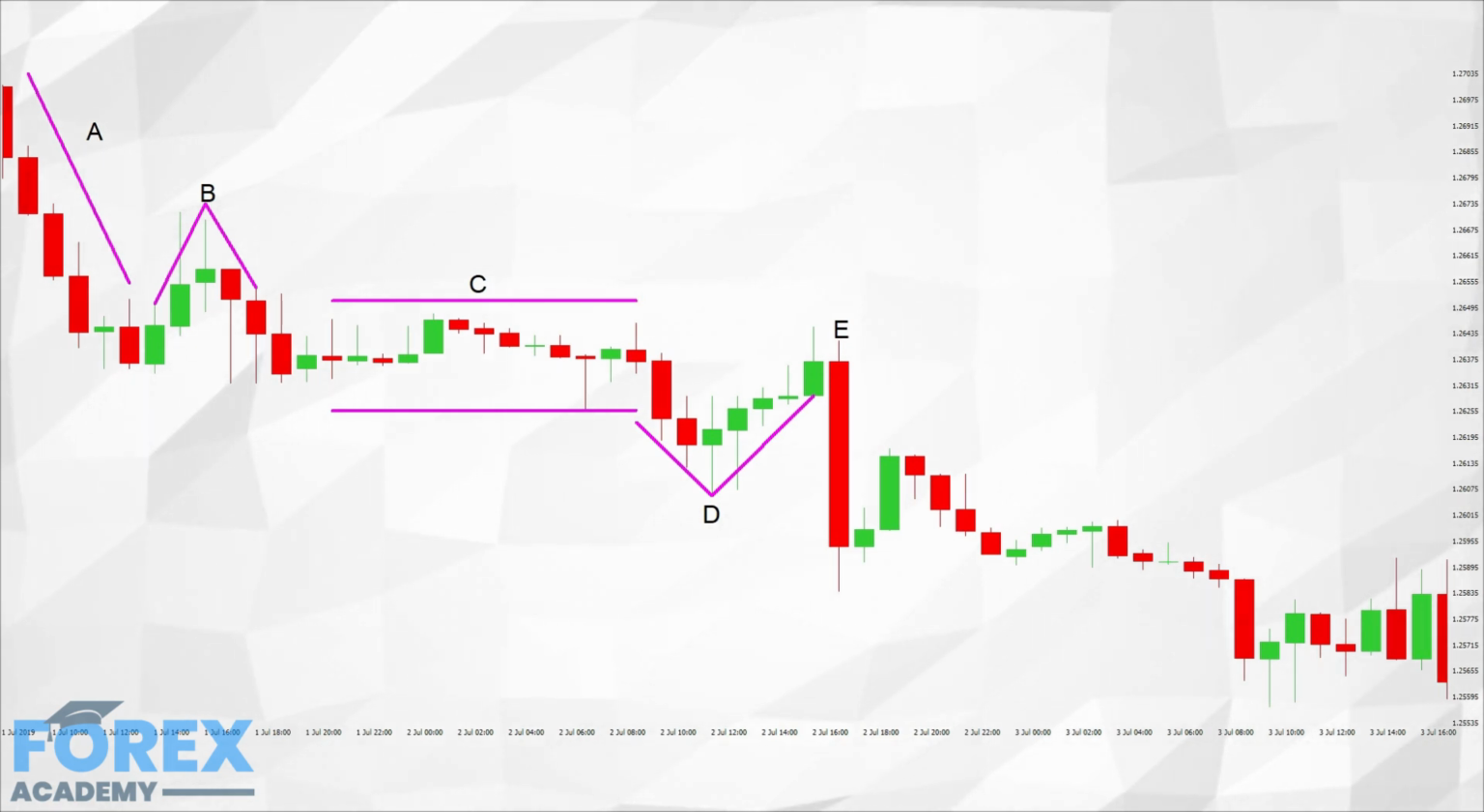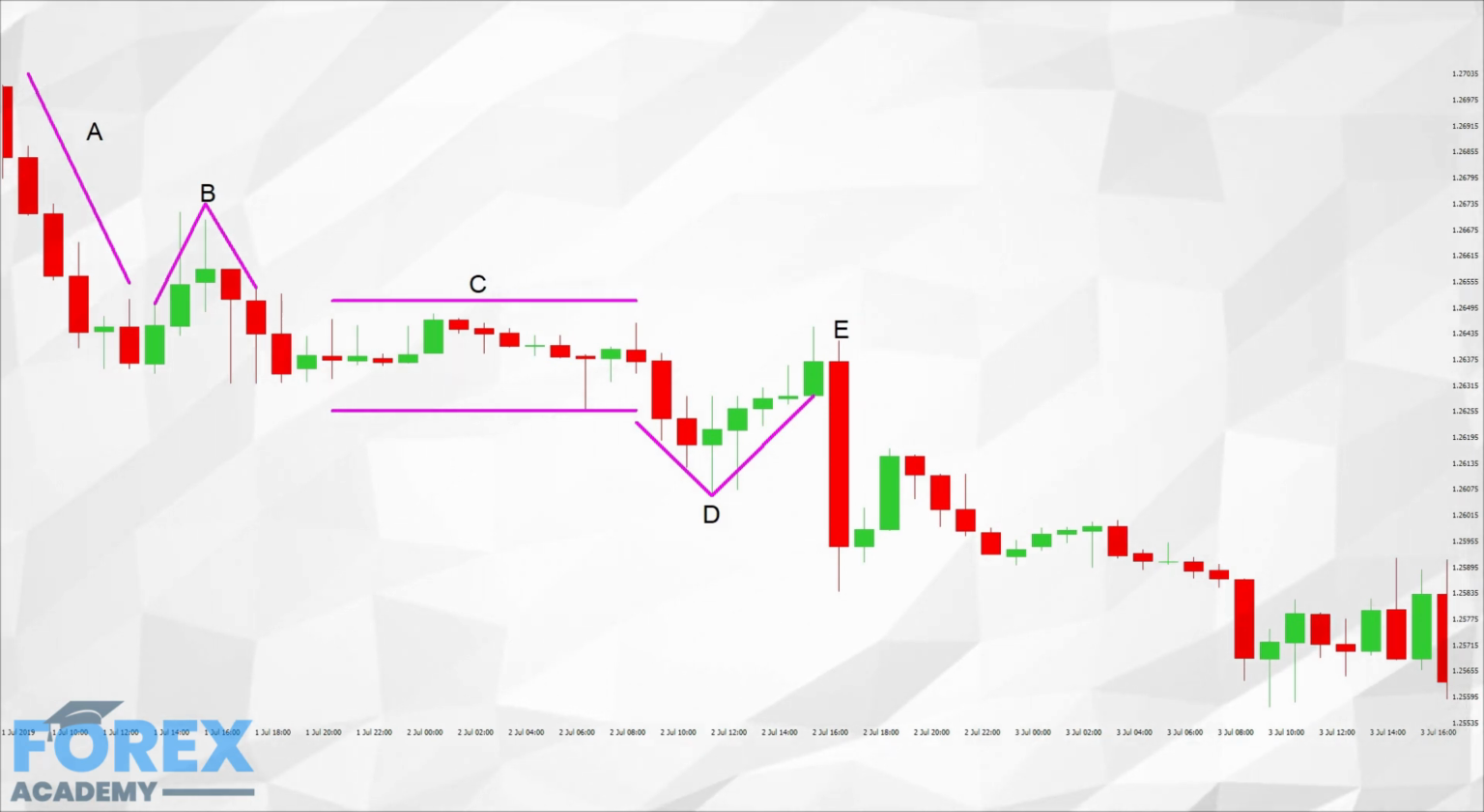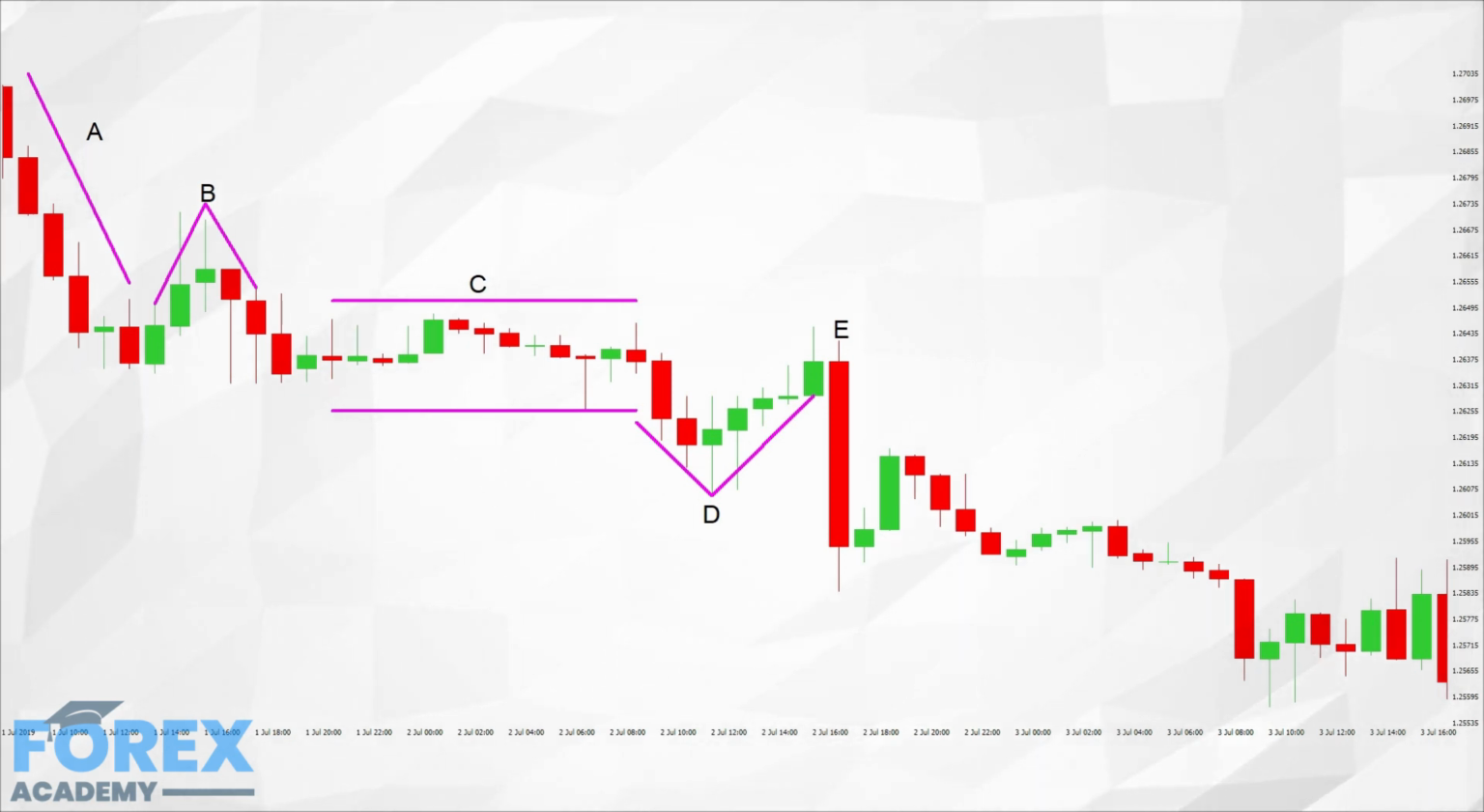However, price stalls in section C, which is littered with small candlesticks. Price action then slips into a sideways momentum. These smaller candlesticks, some of which open and close at the same exchange rate, tell traders there is a lack of liquidity in the market during this phase.